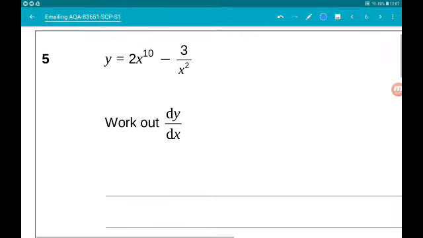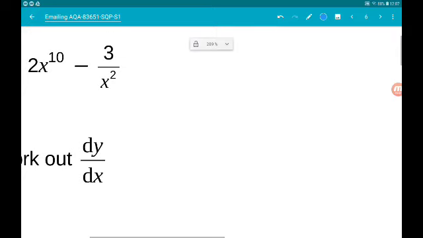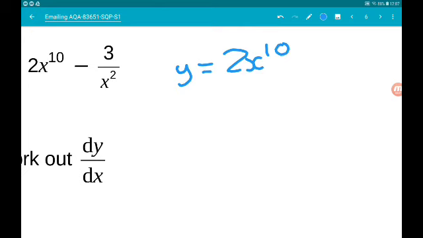So let's write y a little bit differently. First of all, let's say that y is 2x to the power of 10 minus, now we're going to write this in power form instead of a fraction. So 1 over x squared is x to the minus 2, so 3 over x squared is 3x to the minus 2.